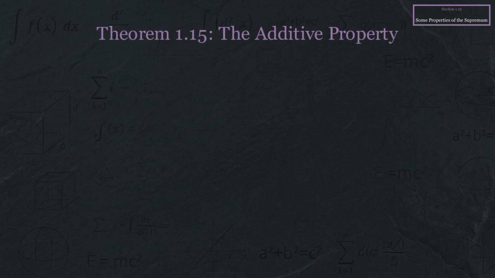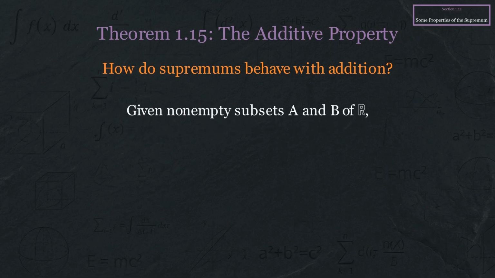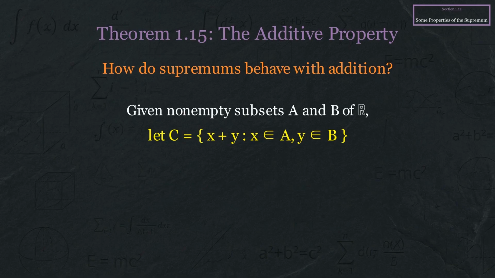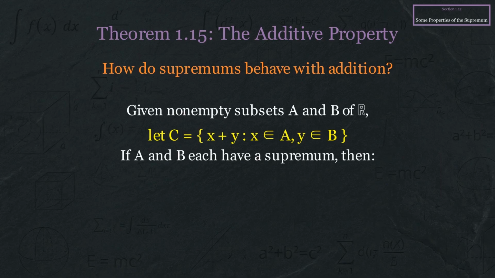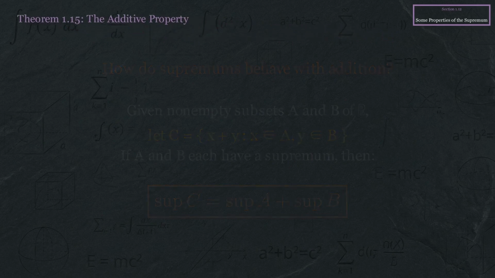The additive property. Our next result shows how supremums behave with respect to addition. Theorem 1.15. Given non-empty subsets A and B of the real numbers, let C denote the set of all sums x plus y, where x is in A and y is in B. If each of A and B has a supremum, then C has a supremum, and sup C equals sup A plus sup B.